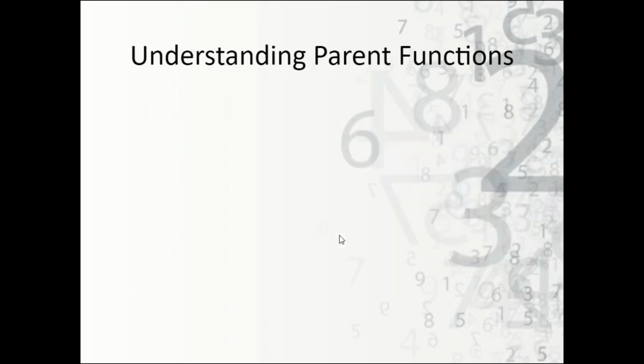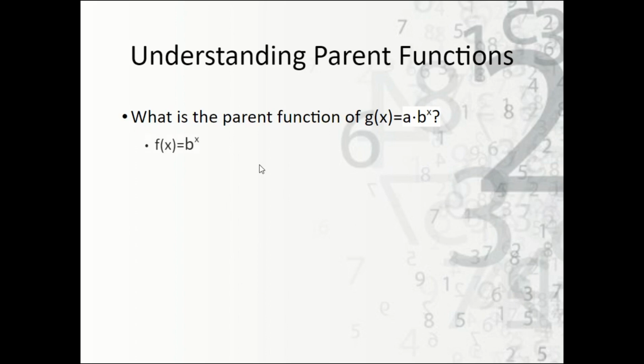Now, understanding the parent functions. So what is the parent function for that? The parent function looks like this. F of x equals b to the x. So the a part drops off, and this is the parent function. This is the simplest way it can look.